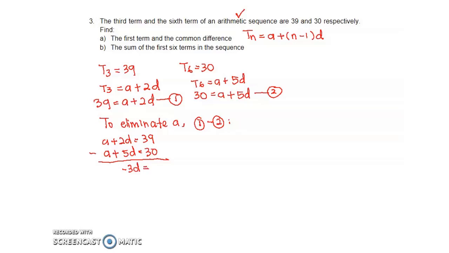39 minus 30 we get 9. So D equals 9 divided by negative 3. So the common difference is negative 3.